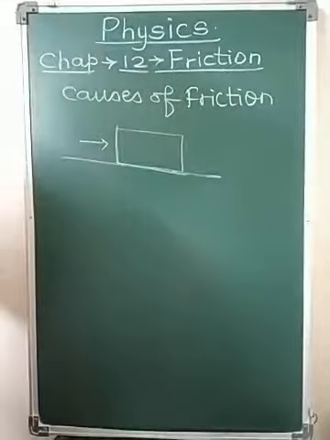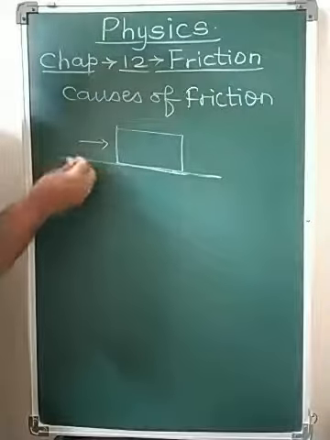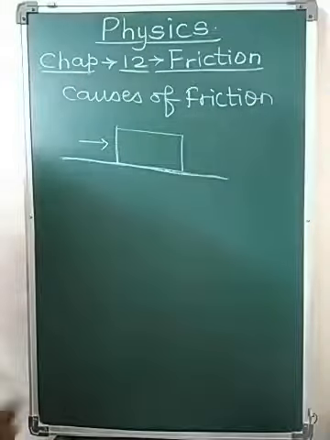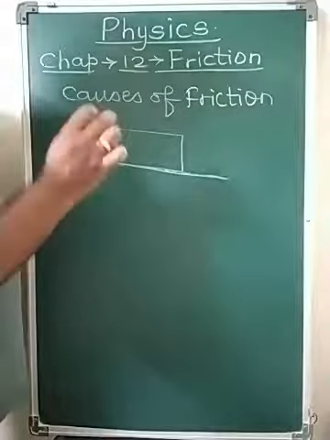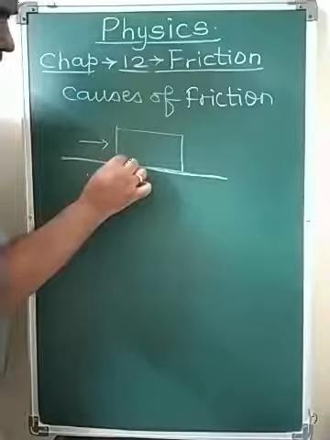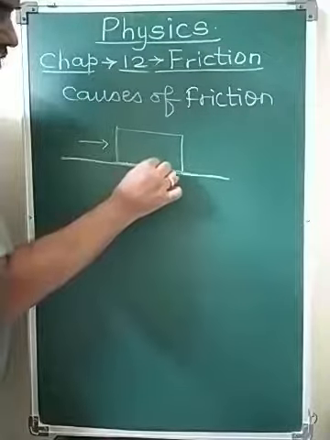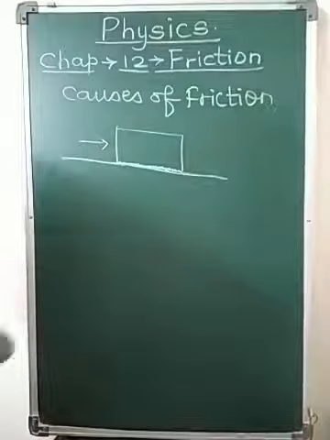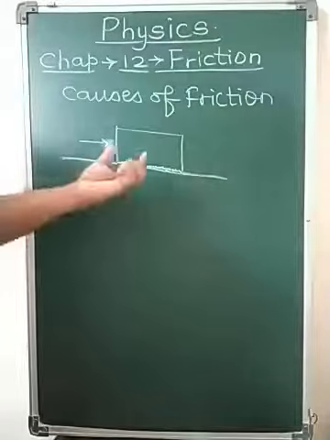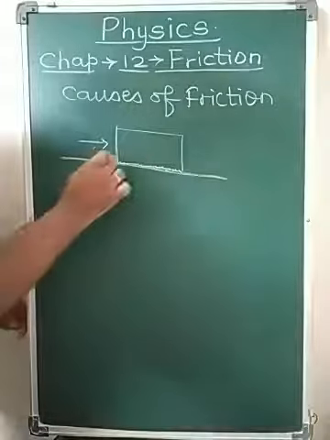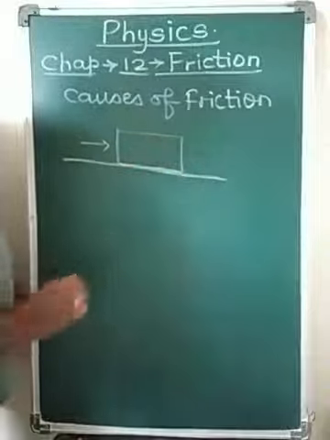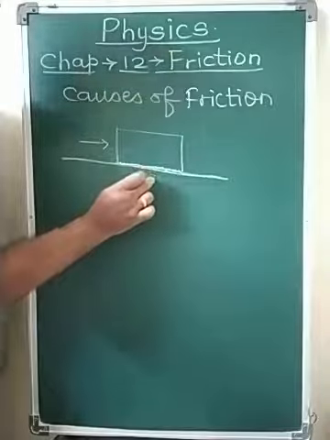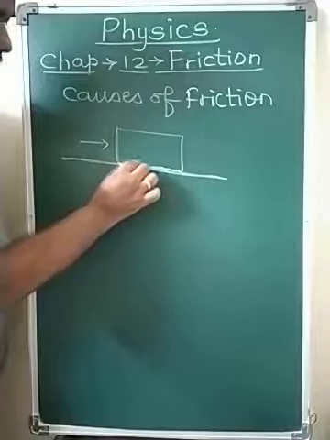So if the box is kept on the surface, and you observe minutely, meaning under the microscope, you will find that the surface of the box is rough. Though to the naked eye it seems very smooth, even if you take a very smooth box, there are some rough spaces on the surface of the box. You have to observe this under the microscope. And the surface on which the box is kept also has rough spaces.